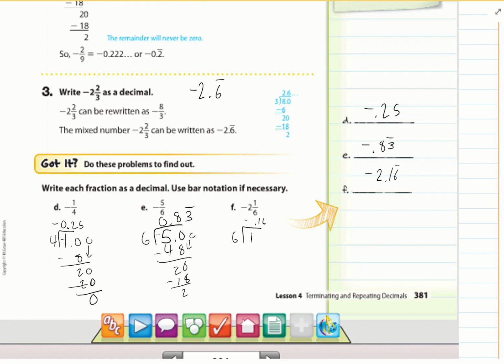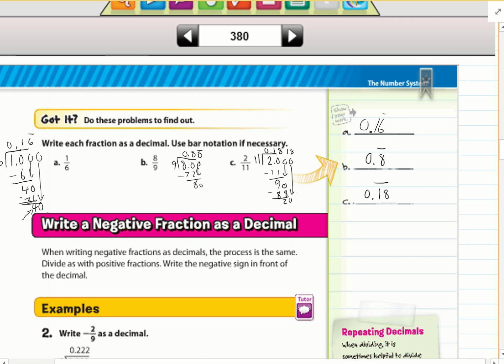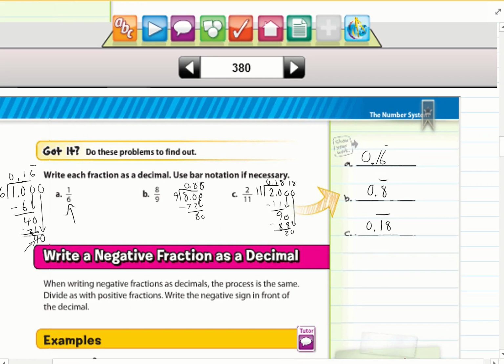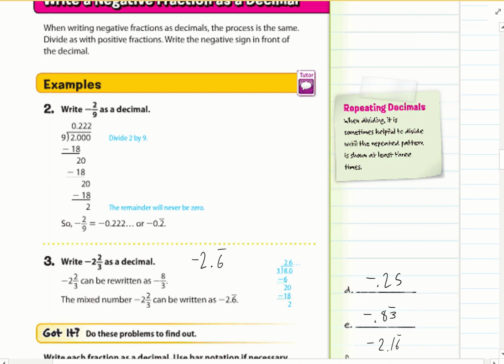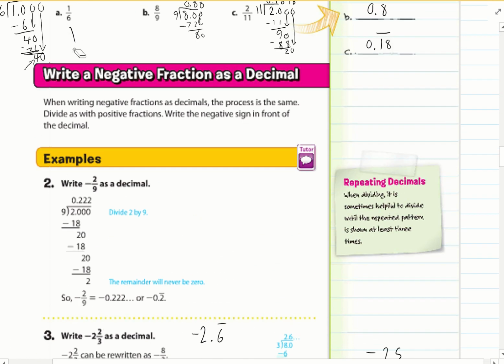So for D, E, and F, we have -2500ths, -8300ths with the bar notation on top of the 3. And we already did 1 divided by 6 in the first got it, so I just got the information from there. I just put the -2 in front of it. So we have -2 and 16 hundredths with the bar notation on top of the 6. But like I said, we already did 1 divided by 6 and I got it from before.